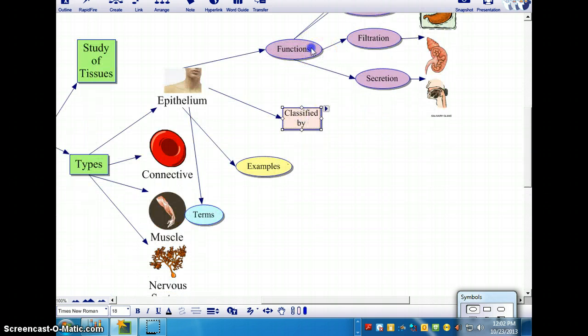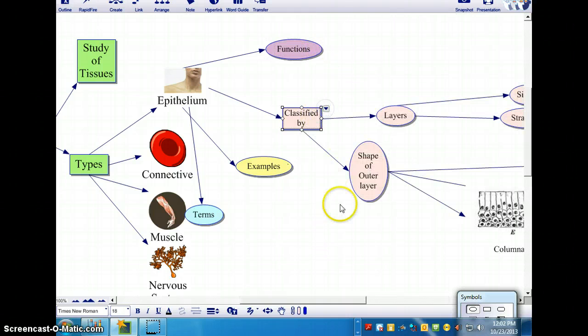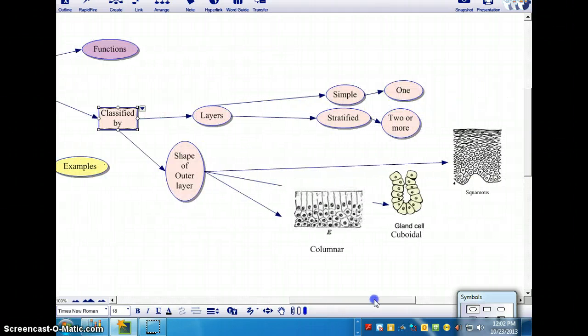Now we'll go on to talking about classification. Basically, classification is done based on two characteristics. How many layers does something have, and what are the shape of those cells? In terms of layers, we refer to epithelium as either simple or stratified. Simple means that there's a single one layer of cells. Stratified means that two or more layers of epithelium make up the tissue that we're looking at.